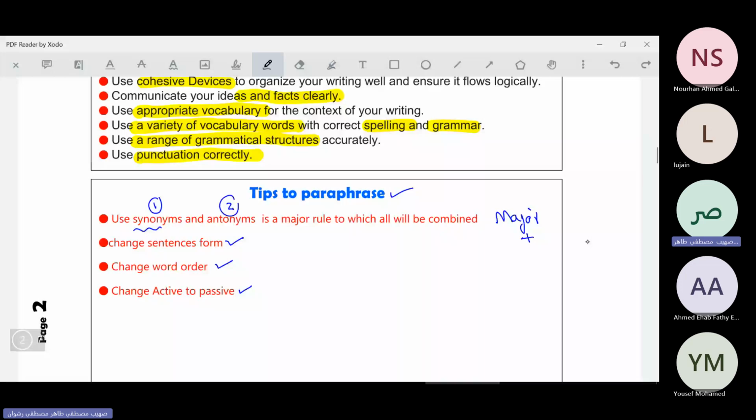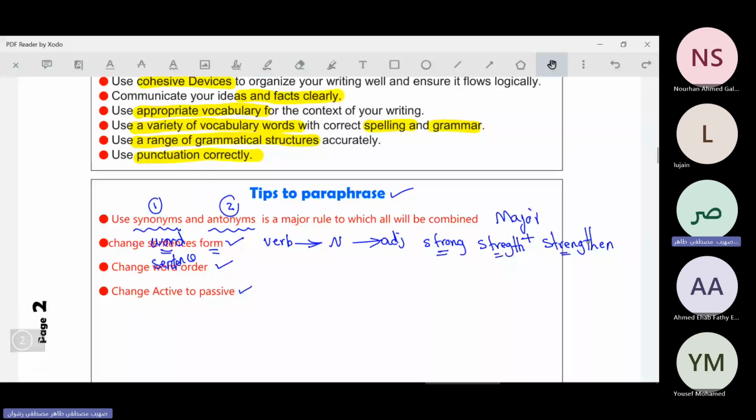Then, while you are using synonyms and antonyms, you can change the word form, not the sentence. What I mean by changing the word form is that if a word is a verb, I can change it to a noun or an adjective. Like if the word is strong, I can use the various forms of the word, like strength, which is a noun, and strengthen, which is a verb. So use different word forms.